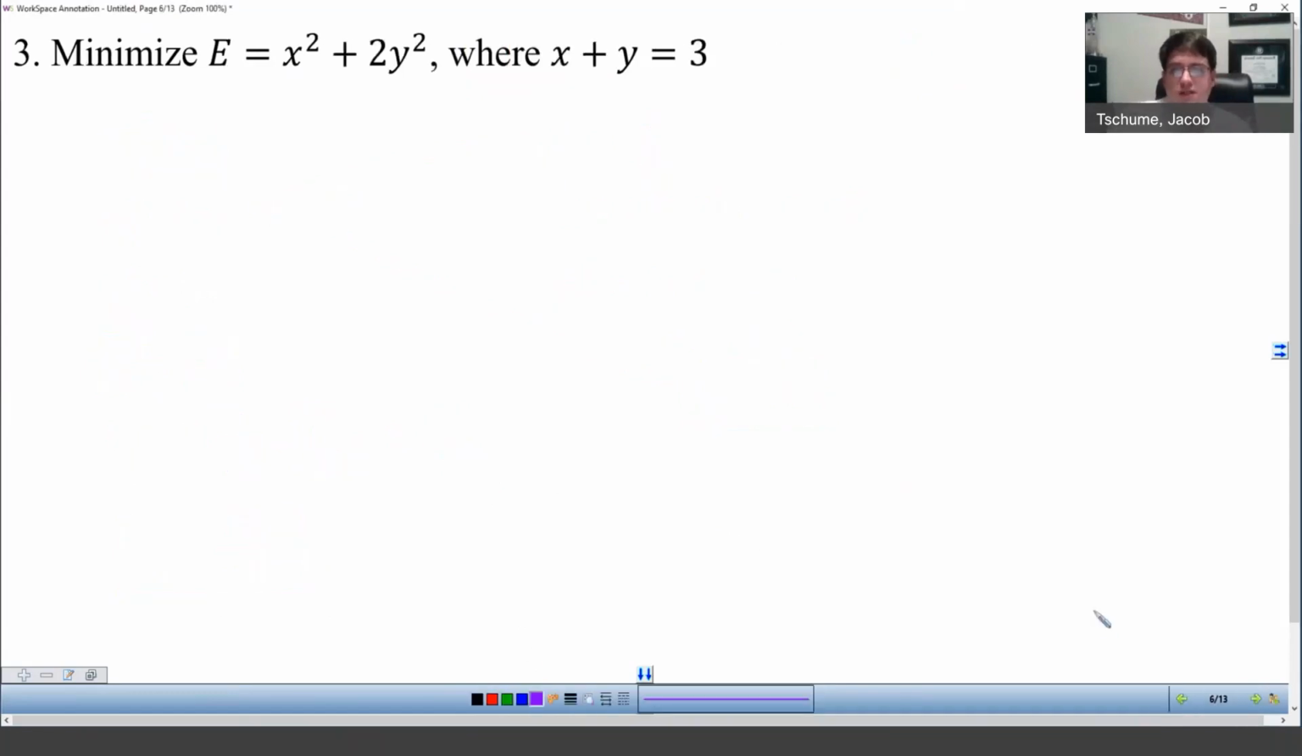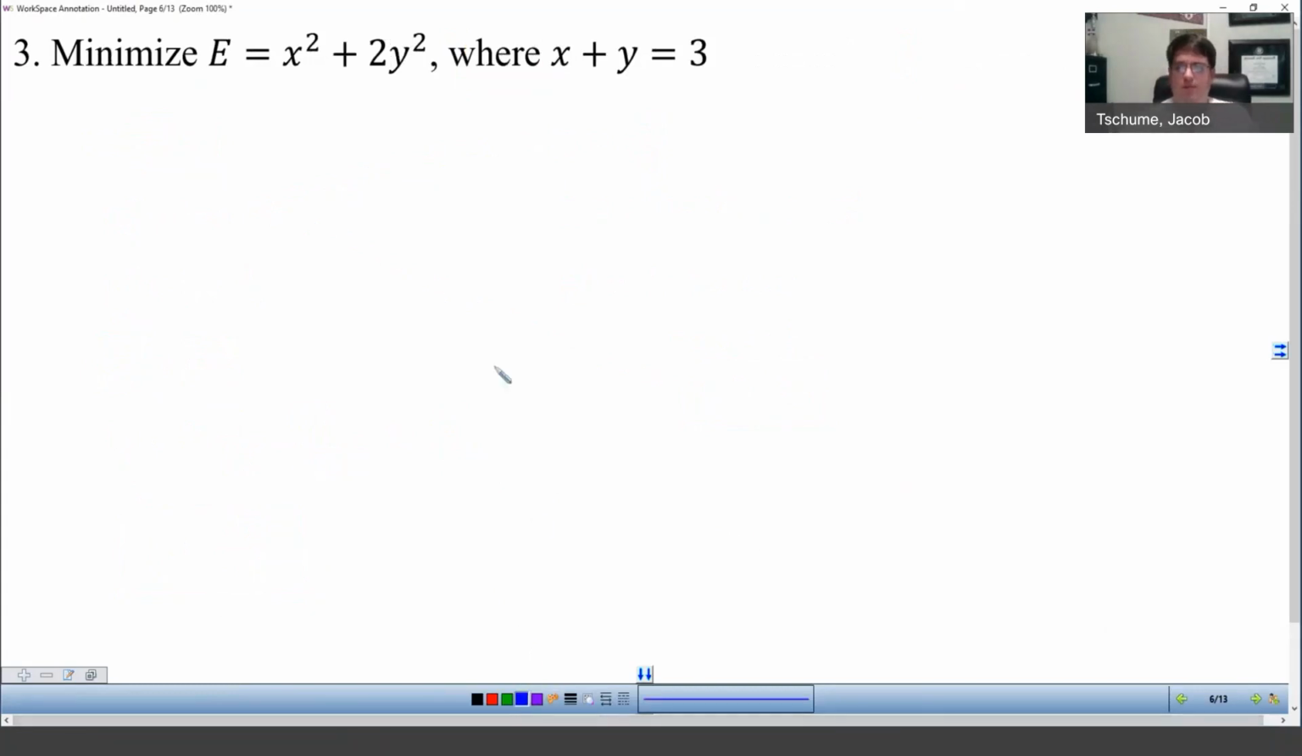Let's do one more just like it. This one actually involves, I think, a chain rule idea. So I wanted to make sure I did this in the video for you as well. So number 3, minimize the equation e equals x squared plus 2y squared, where x plus y needs to equal 3.